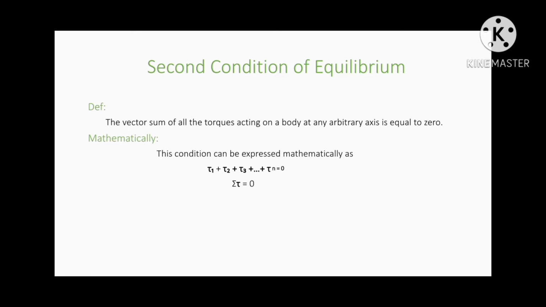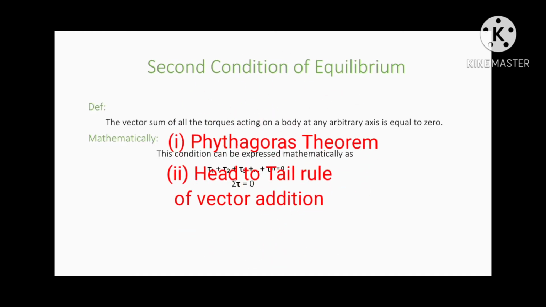Its definition is: the vector sum of all the torques acting on a body at any arbitrary axis is equal to 0. Here we have noted 3 points. The first one is vector sum. Actually, the addition of vectors is known as the vector sum. And there are two methods for vector sum. The first one is Pythagoras theorem and the second one is head to tail rule of vector addition.